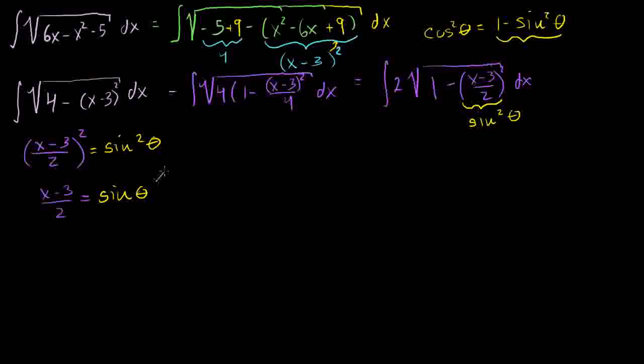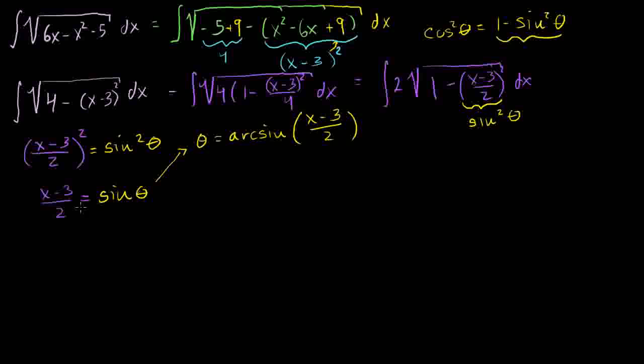So theta in terms of x, we could just take the arc sine of both sides of this. You get theta is equal to, the arc sine of the sine is just theta. Theta is equal to the arc sine of (x minus 3) over 2. Fair enough. Now, to figure out what dx is, we're going to have to solve for x in terms of theta. So let me do that.